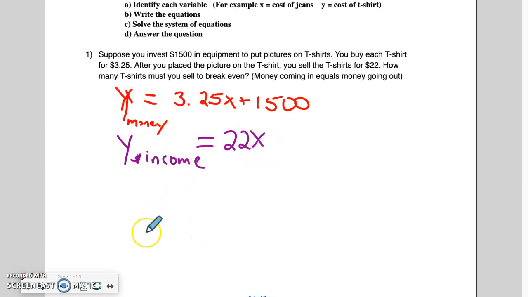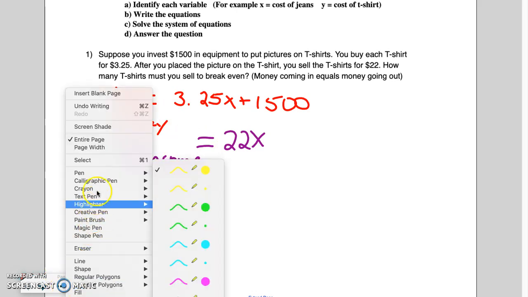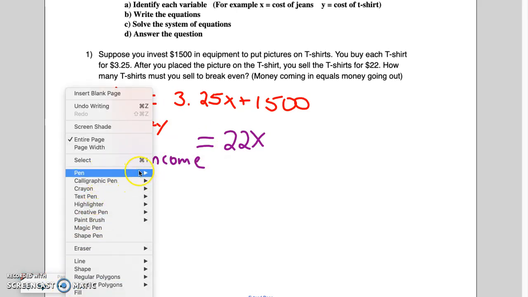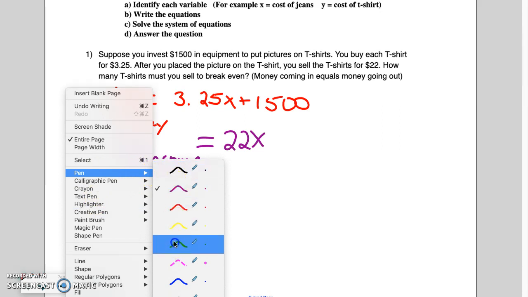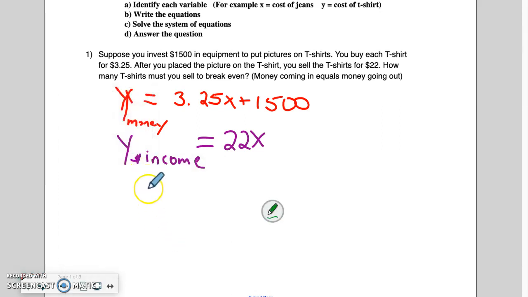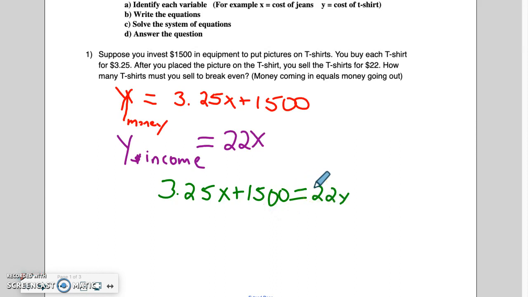So I'm just going to set these two equations equal to each other. I'll do this in green, y1 equals y2. So 3.25x plus 1,500 equals 22x. The money going out has to equal the money coming in. That's your break-even point. You don't make any money until after you sell the number of t-shirts that helps you break even.